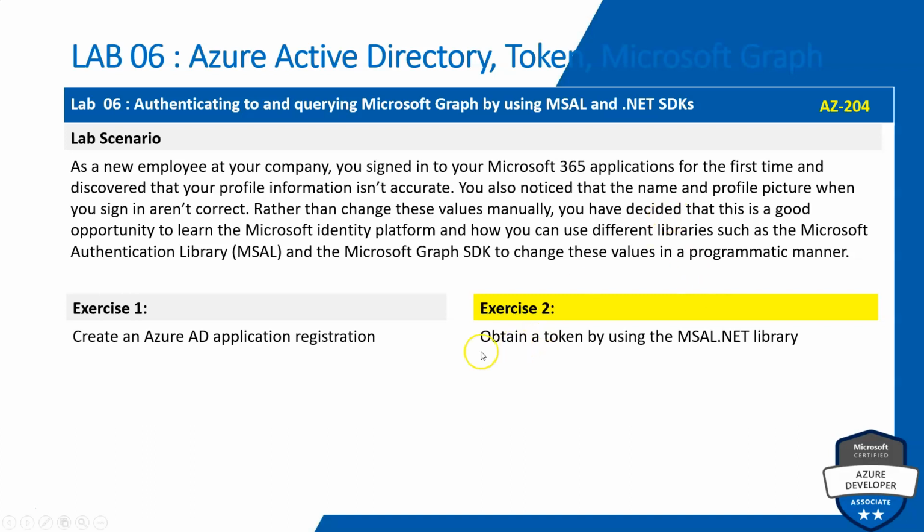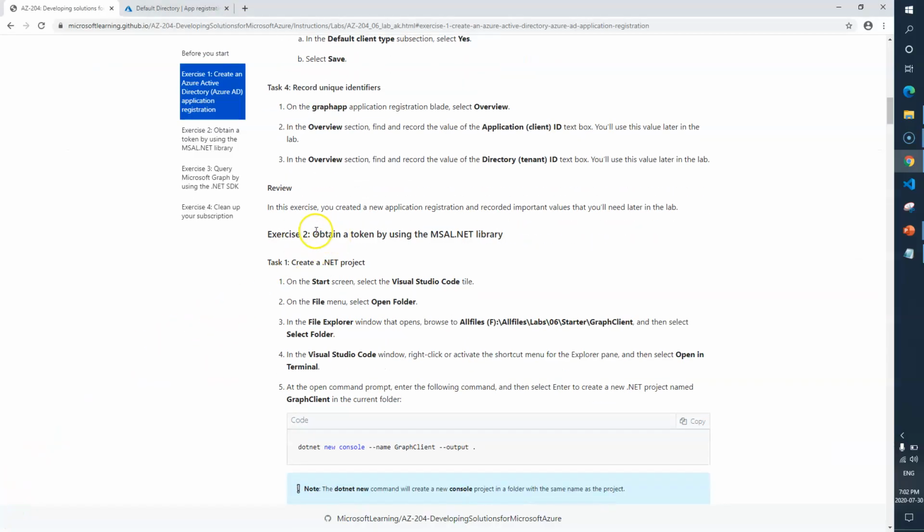Let's go to the Microsoft Learning Portal. So here we are. Exercise 2, it says obtain a token by using MSAL .NET library. So for that we need to create a new project. So we need to go and start the VS Code, open folder, and then go to the lab 6. Okay, and from there open this terminal and open the command prompt. Enter the following command, hit enter to create a new .NET project named graph client in the current folder.